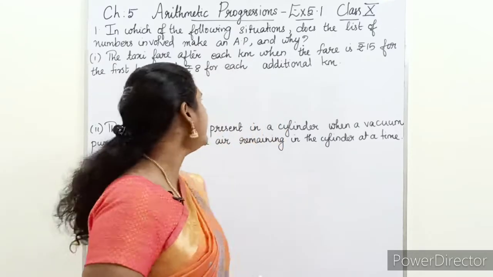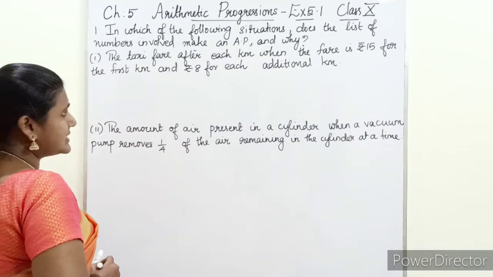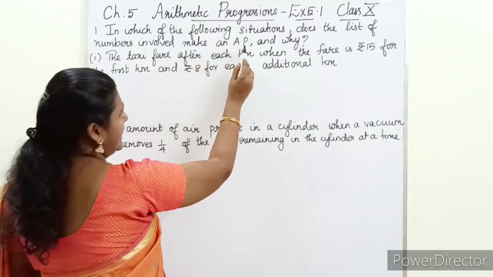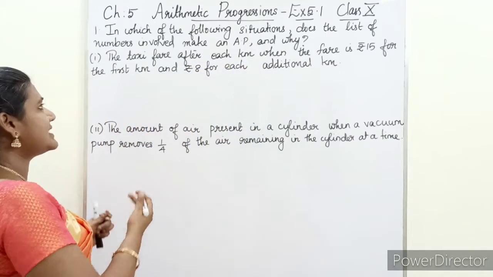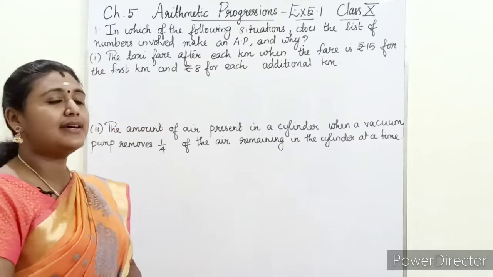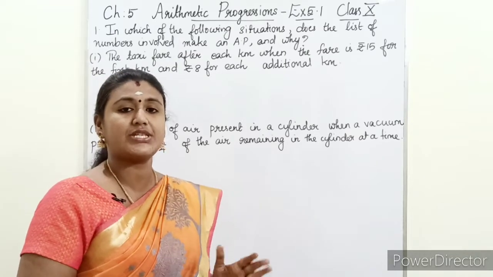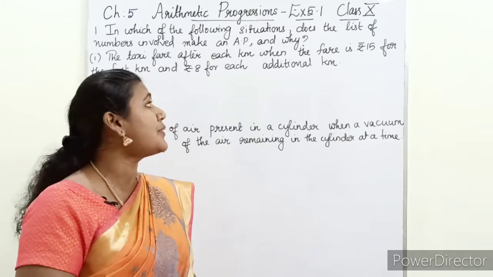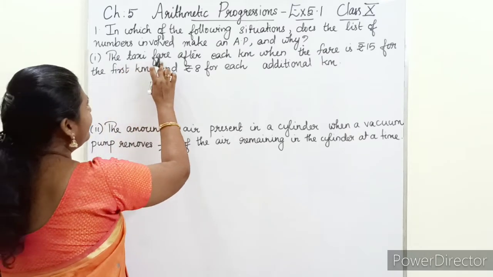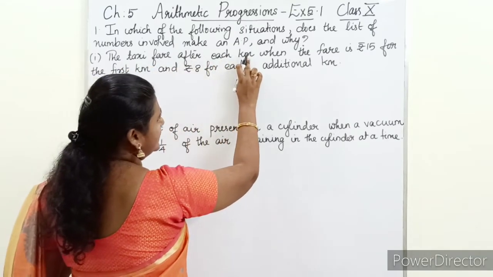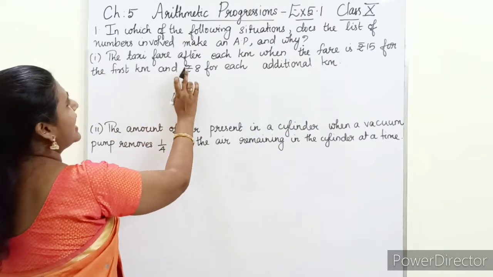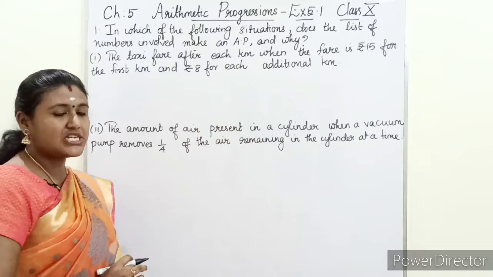The first question: in which of the following situations does the list of numbers involved make an AP, and why? Here we are given some situations and we have to find out whether the numbers involved form an AP or not, and write the reason also. The first situation: the taxi fare after each kilometer, when the fare is rupees 15 for the first kilometer and rupees 8 for each additional kilometer.